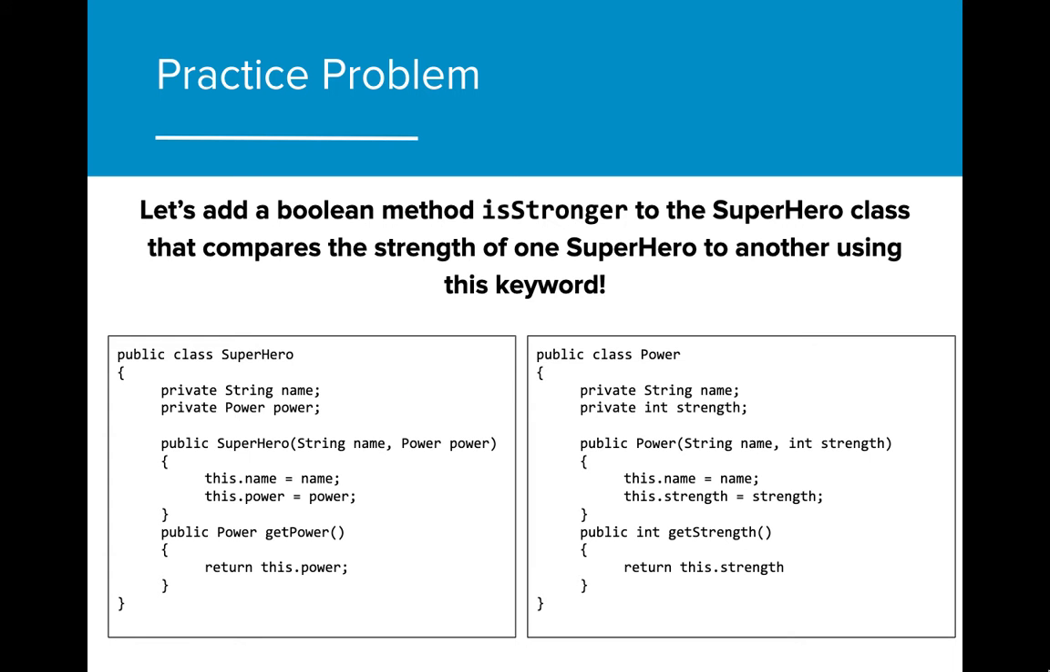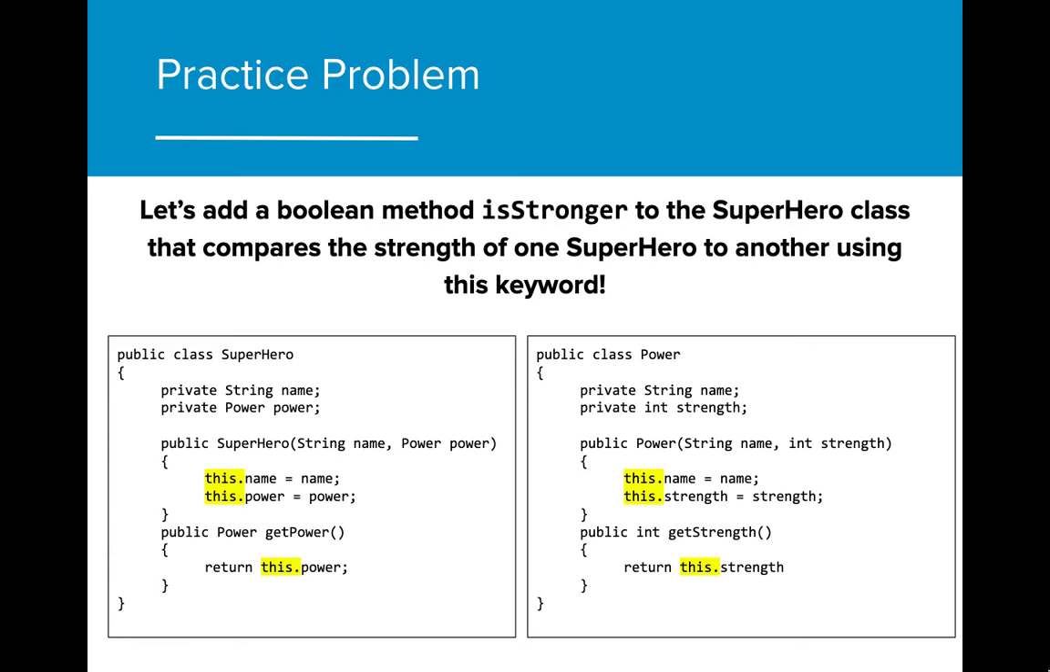Let's try a practice problem using our superhero and power classes. We are going to create a method that compares the strength of one superhero to another. As a reminder, here are the superhero and power classes with a couple of getter methods. Notice that we use the keyword this in these class files to indicate the instance variables that are being initialized and returned. Before moving on, see if you can figure out the implementation of isStronger.